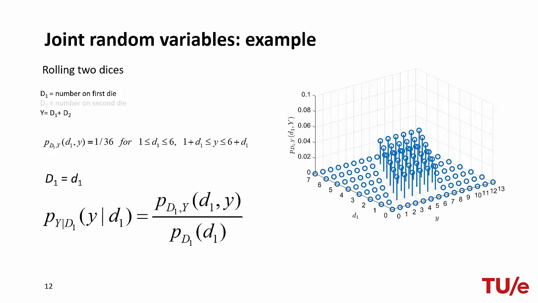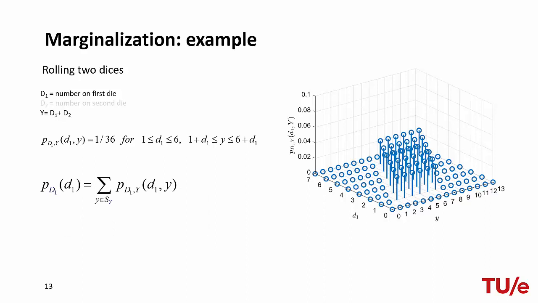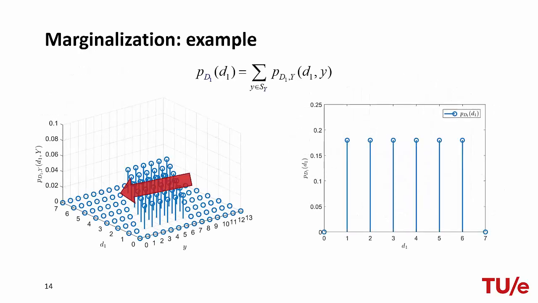Suppose that now we observe d1 and we want to know the probability of y given d1. The conditional PMF is obtained by normalizing the joint PMF by the PMF of d1. And to obtain the PMF of d1, we can use marginalization. Looking at the formula for the discrete case, we need to sum the joint PMF for all the y's in the range. This means summing over this direction, and when we do so, we obtain the PMF of d1 as given in the right plot. It should not be surprising that this is given by 1 over 6 for d1 between 1 and 6.